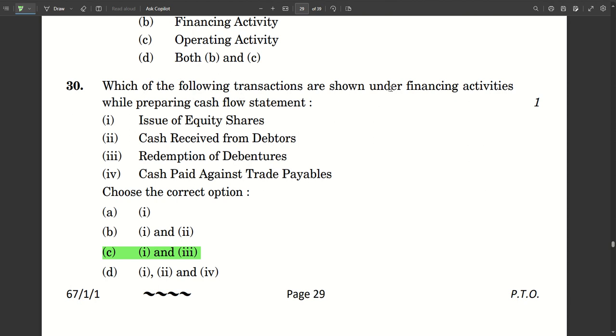Which of the following transactions are shown under financing activities? Issue of equity shares, yes, it is shown. Cash from debtors, no, this is operating. Redemption of debentures is financing. Cash paid against trade payables, that's operating. So 1 and 3 is your answer, option C.